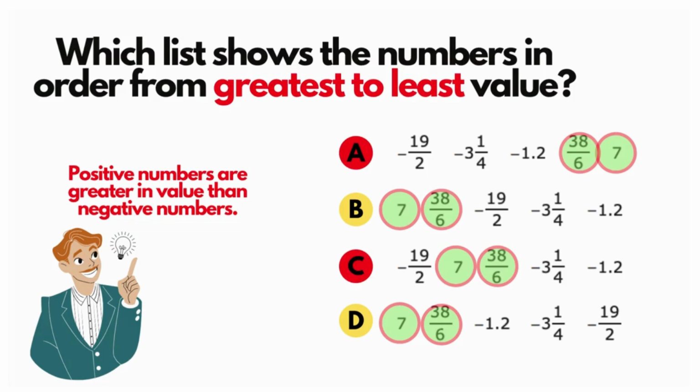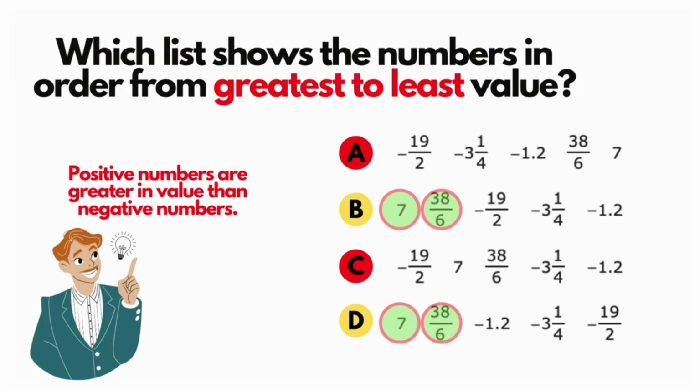If you look at what we've done so far, the positives have to come first. So B and D are our only possibilities. They're in the same format, so they have 7 greater than 38 over 6. But A and C have a negative number at the beginning, so those will be eliminated.